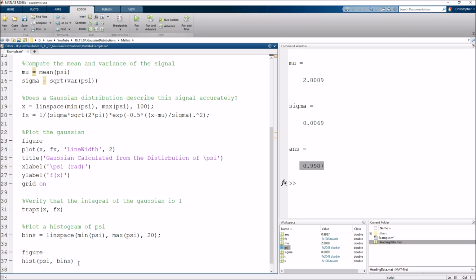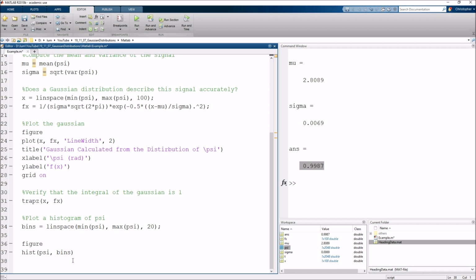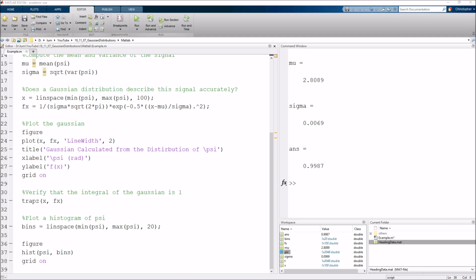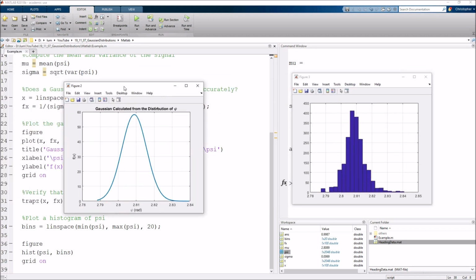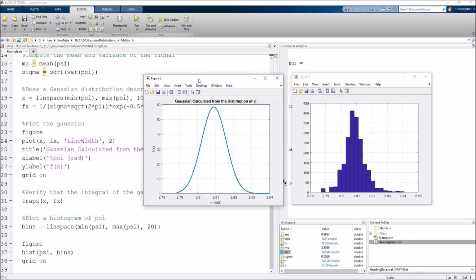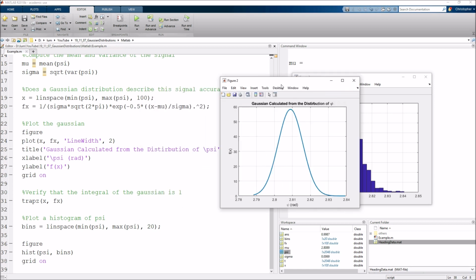So let's go ahead and say, I think that's probably enough. So let's run this again. And here's the histogram that we obtain, and here is the Gaussian distribution. And if you notice, they look really darn similar. In fact, I wish we could overlay the two.